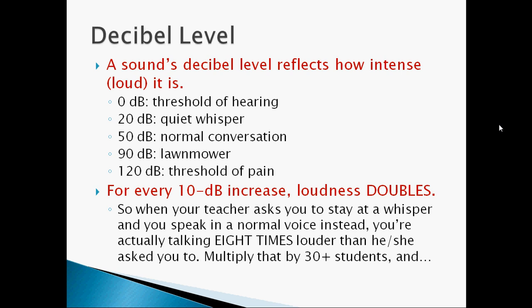But again, this is actually based on a logarithmic scale, which means for every 10 decibel increase we have in loudness, the loudness actually doubles. Okay, so when we go from 20 to 50 decibels, from a quiet whisper at 20 to a normal conversation at 50, we don't just get 2.5 times louder. We double 3 times, 2 times 2 times 2. That's 8 times louder for a normal conversation than for a quiet whisper, which is why it's very important that when your teachers tell you to whisper, you actually do so, because that adds up.